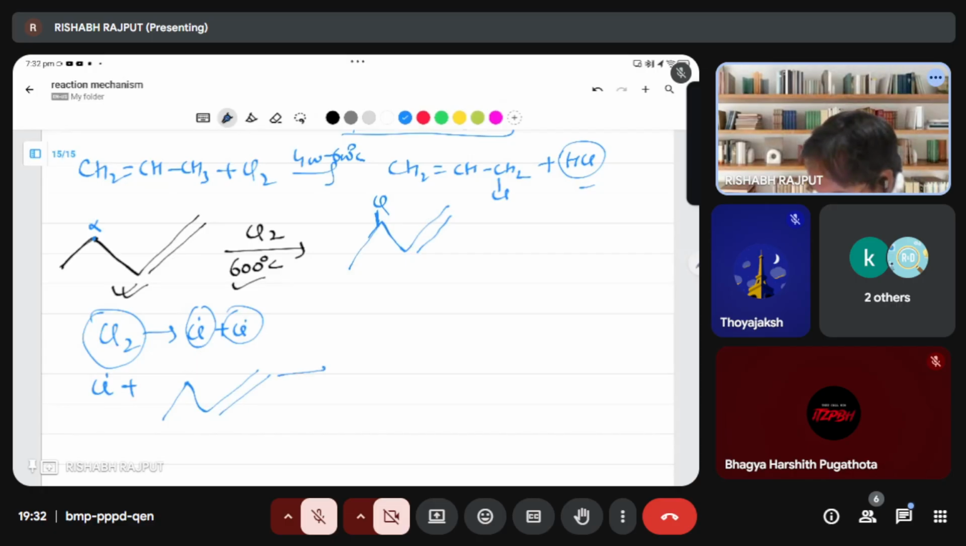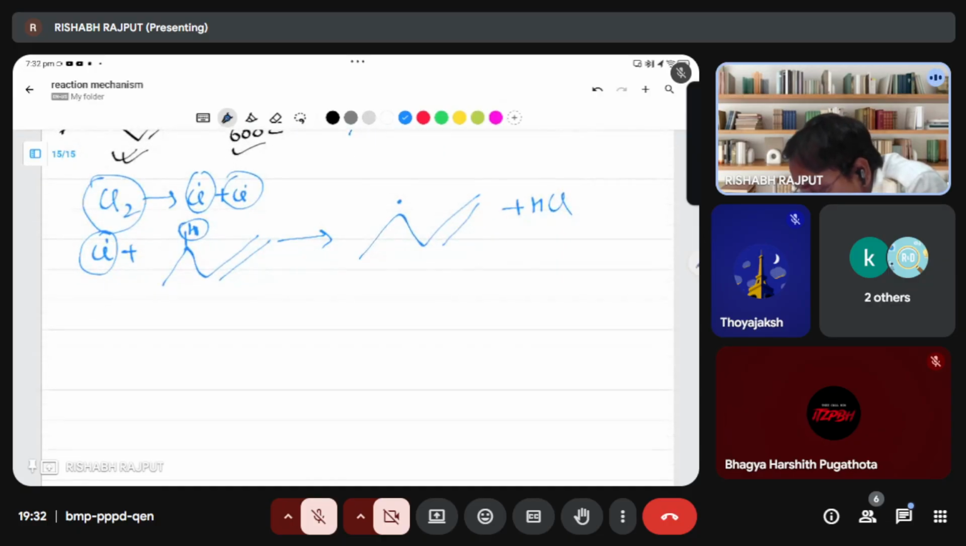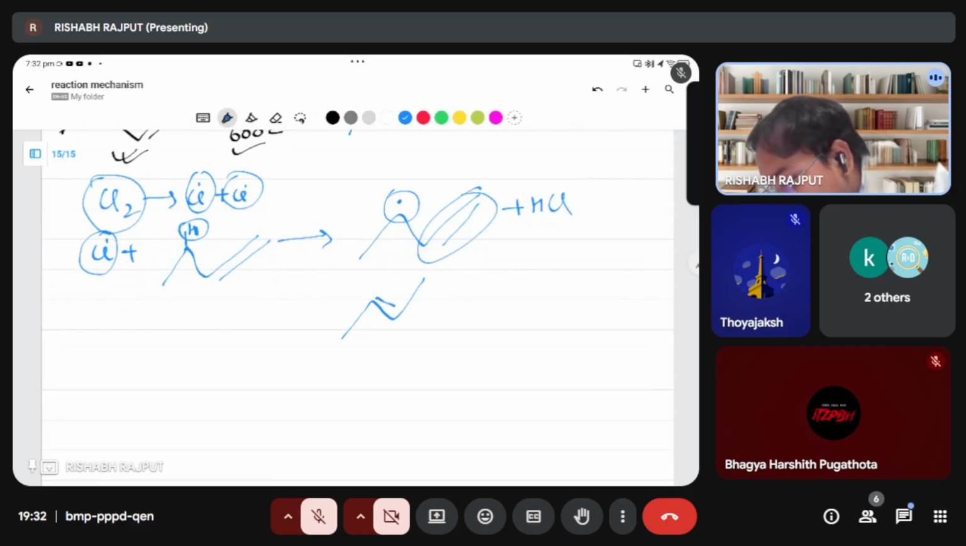So what happened? This carbon will get the free radical because of chlorine, because this chlorine will take the hydrogen from here. Whatever hydrogen is here, they will take it. So here you will get the free radical group, plus HCl. Actually, what is the problem here? This alkene group and this free radical group are in resonance. Because of resonance, this double bond will come here, and this free radical electron will also come here. This is possible.